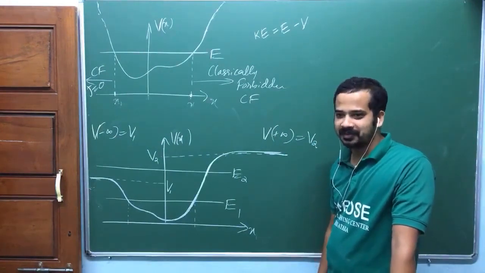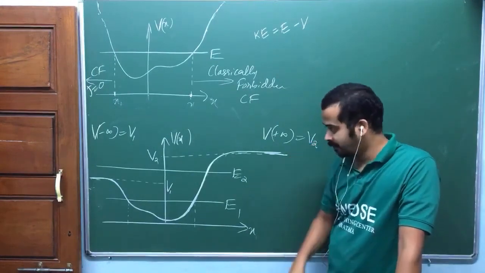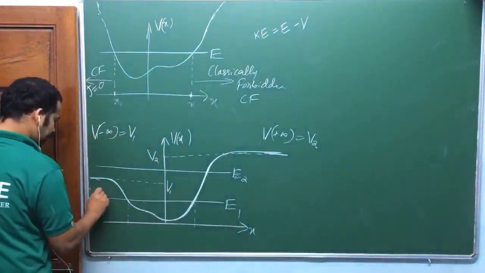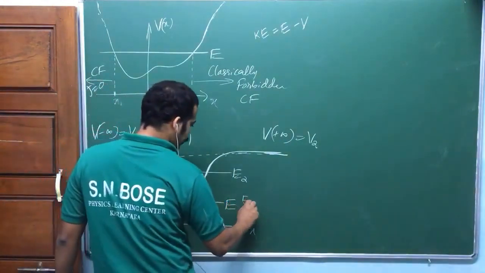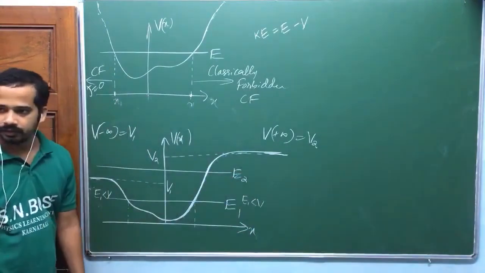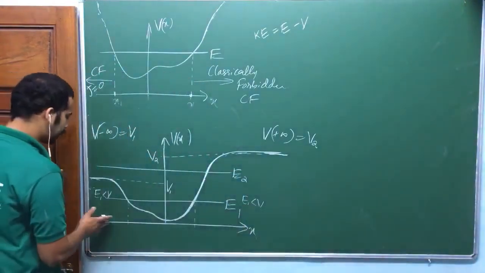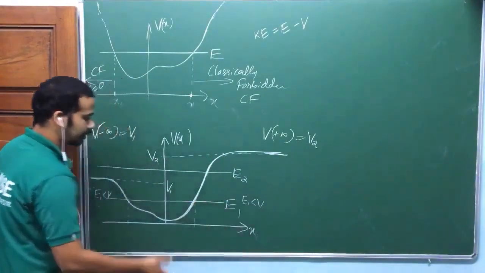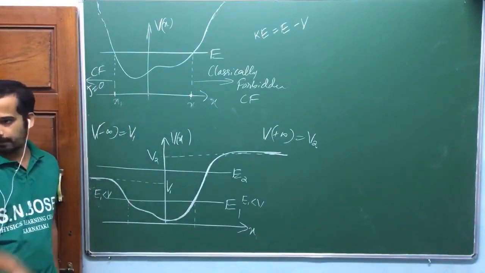Why not scattering state? First explain to me. In both the regions, the potential is greater than the energy. Here also, E1 is less than V. Here also, E1 is less than V. Throughout this region, this is also a classically forbidden region. This is also a classically forbidden region. The particle cannot escape here as well as here. Current density is 0.